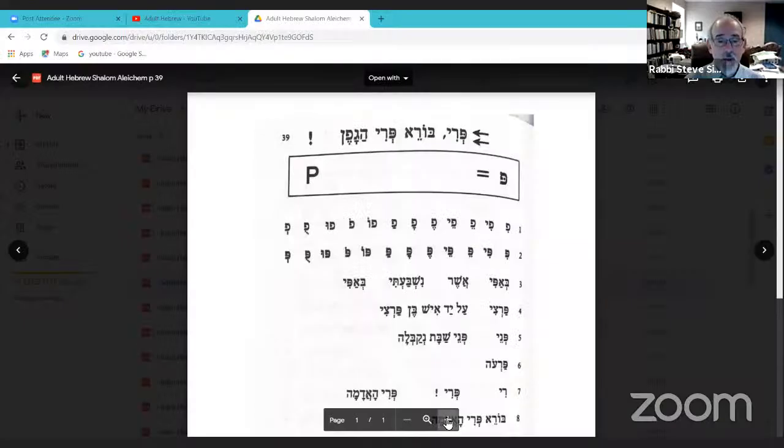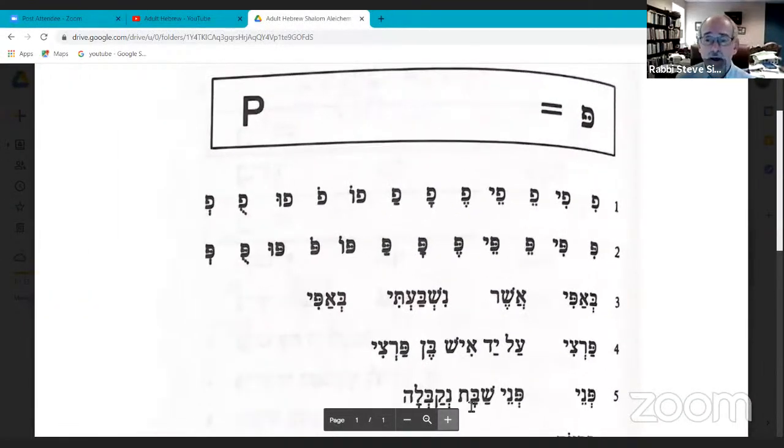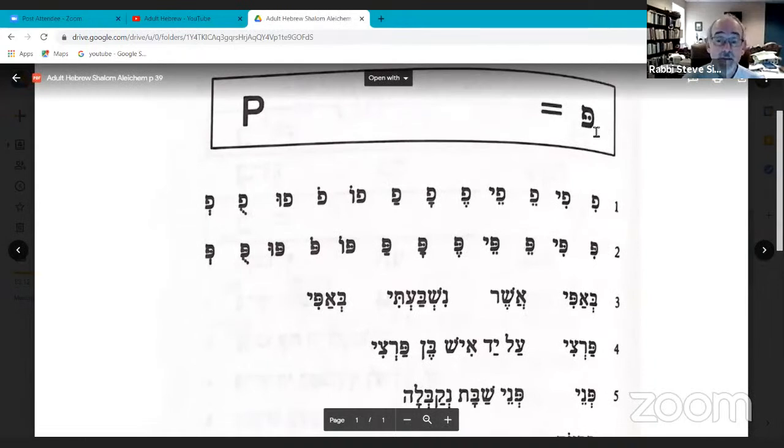Which will be the pay as a quick review. Let me come back to this. And here's the pay quick review because we've done this already a few times. This is the pay. It has the dot in the middle.